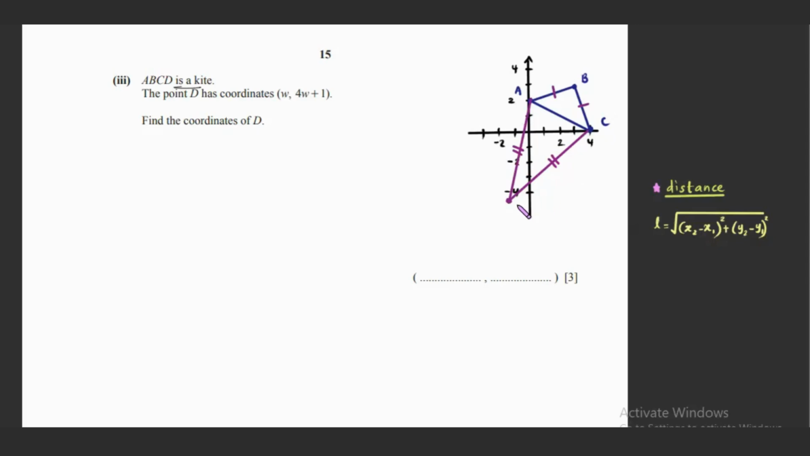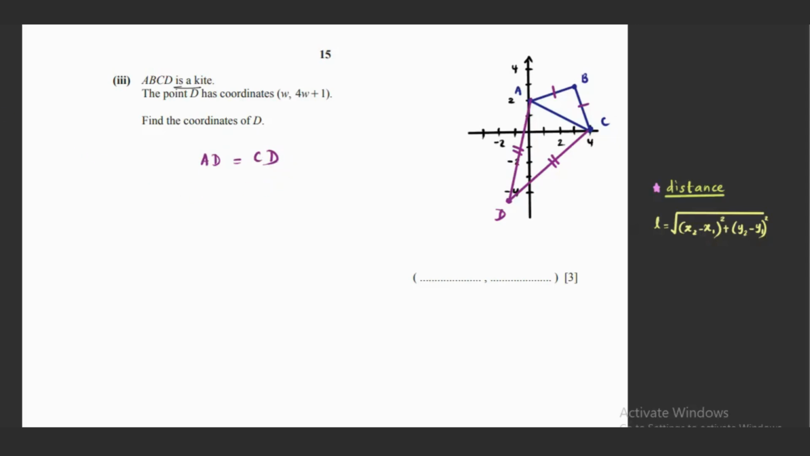So we need to find the two coordinate points here. Now, I know that this is D, so this is going to be AD and CD. So the length of AD and the length of CD are equal. The coordinate point given to us is w, 4w plus 1, and I know the coordinates of A and I know the coordinates of C. We're going to use that to find the distance of AD and relate it with the distance of CD, so we can find the value of the variable.